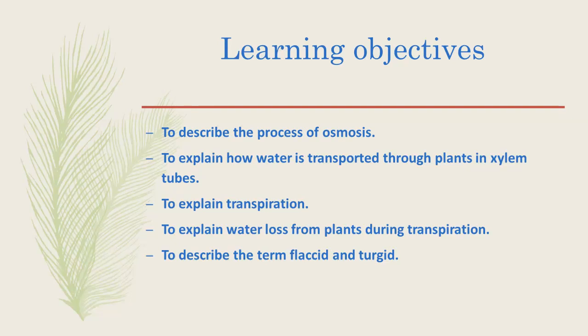The learning objectives for this lesson are to describe the process of osmosis, to explain how water is transported through plants in xylem tubes, to explain transpiration, to explain how water is lost from plants during transpiration, and to describe the terms flaccid and turgid.